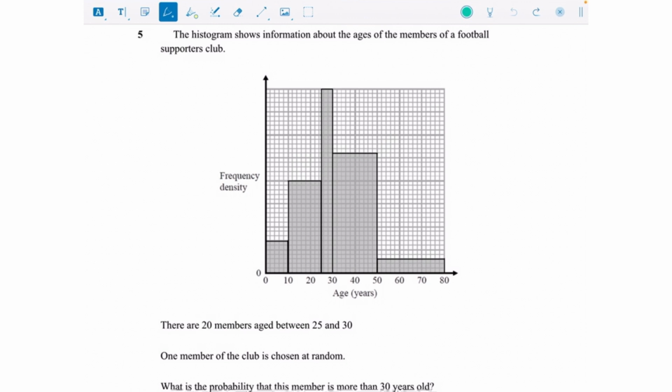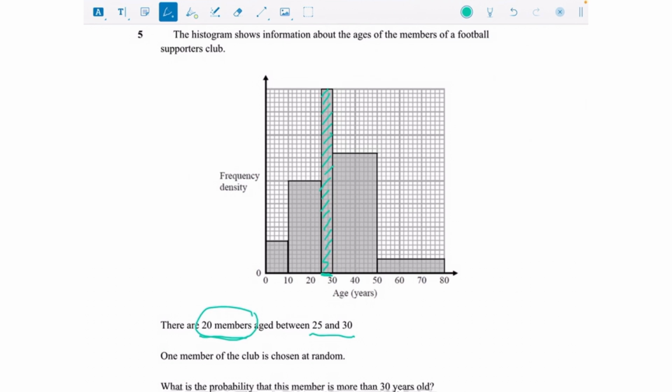So if they've told us that there are 20 members aged between 25 and 30, they're telling you that the area of this bar needs to be 20. This is the bar that goes from 25 to 30 along the x-axis. They're saying that the area of that bar needs to be 20 because that's how many people are in that category. So how are we going to get an area of 20?